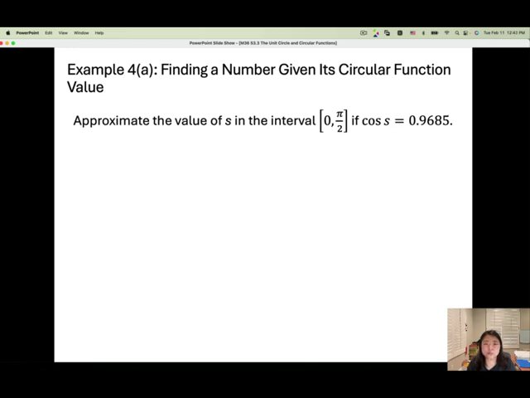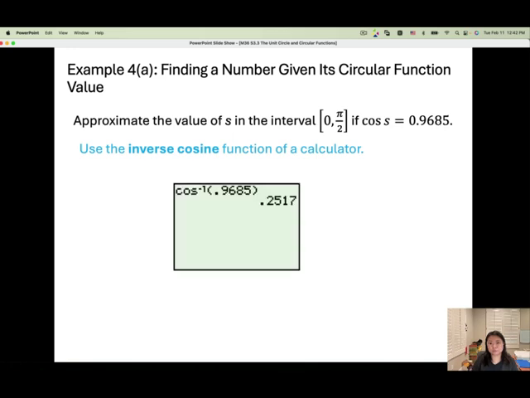Approximate the value of s in the interval 0 to pi over 2 if cosine s equals 0.9685. So we consider s to be in the first quadrant, from 0 to 90 degrees. Okay, so we need to find the inverse cosine of this number. You're going to get 0.2517.